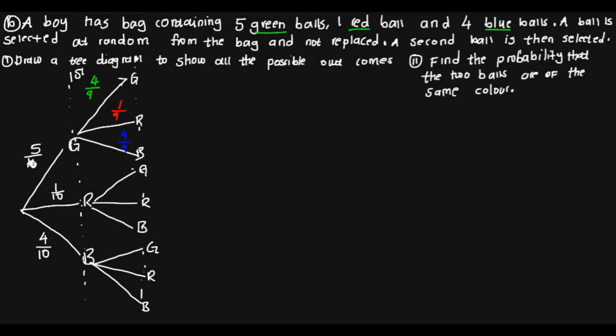Now let's move on to the other branch. For this branch, we assume it was red that was picked without replacement. So this will now be 0 over 9. Green will remain the same, 5 over 9. Then for blue, 4 over 9. Now let's look at the last branch. We assume blue was the one picked without replacement, so it's 3 over 9. Then for red, 1 over 9. For green, we have 5 over 9.